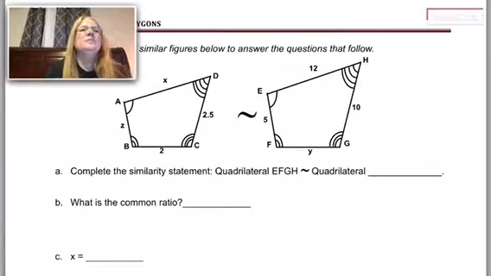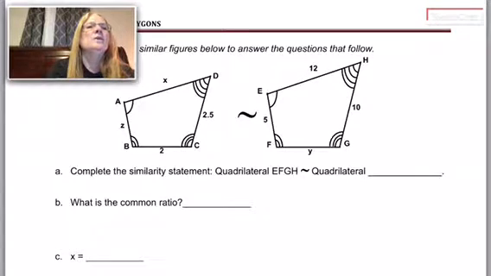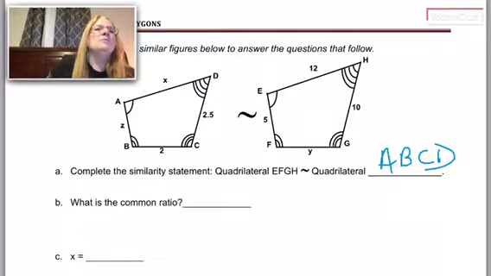Okay, we're going to look at this picture here, and first, it says complete the similarity statement. We can see that the two figures are drawn in the same orientation by looking at the angles that are congruent. So we know that quadrilateral EFGH is similar to quadrilateral ABCD. What is the common ratio?